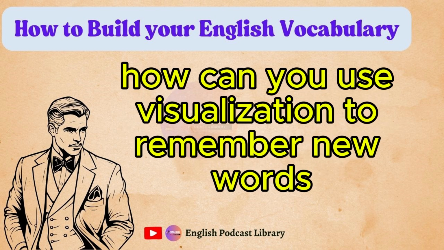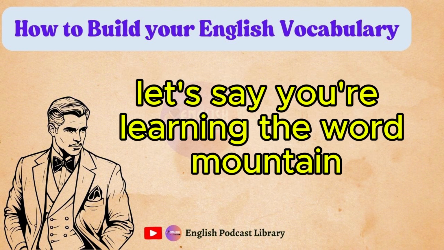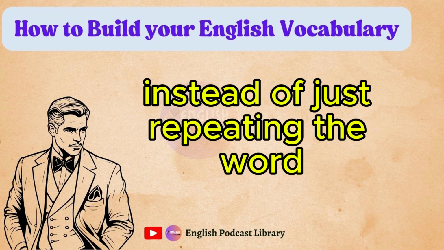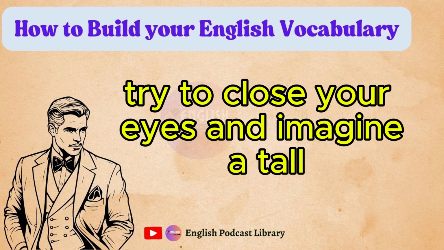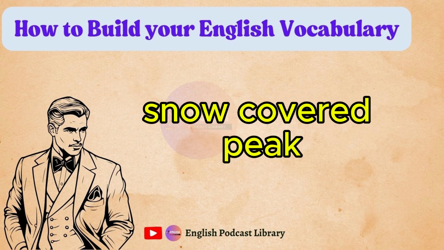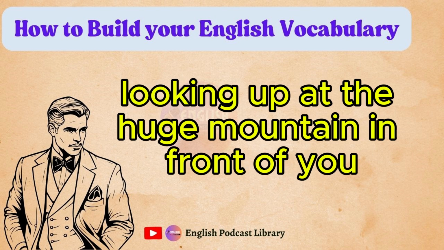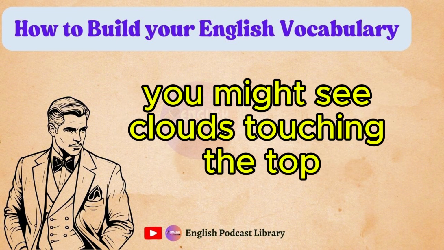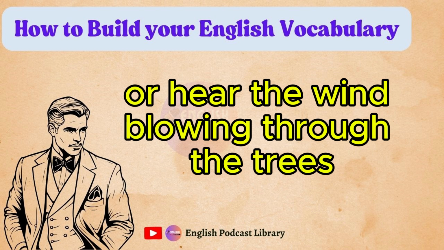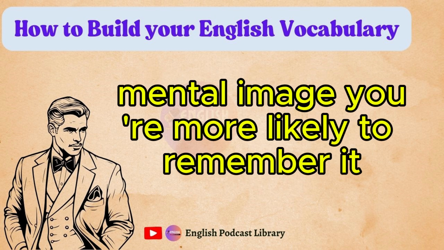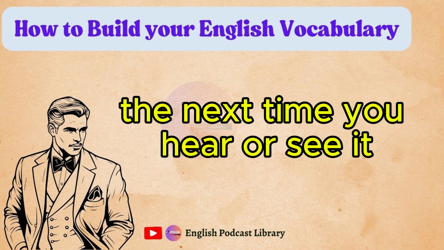How can you use visualization to remember new words? Let's say you're learning the word mountain. Instead of just repeating the word, try to close your eyes and imagine a tall, snow-covered peak. Picture yourself standing at the bottom, looking up at the huge mountain in front of you. You might see clouds touching the top or hear the wind blowing through the trees. By connecting the word mountain to a strong mental image, you're more likely to remember it the next time you hear or see it.